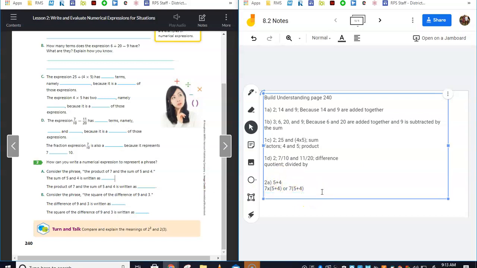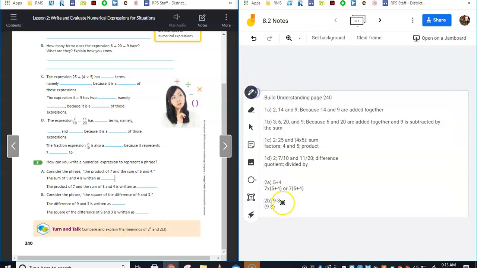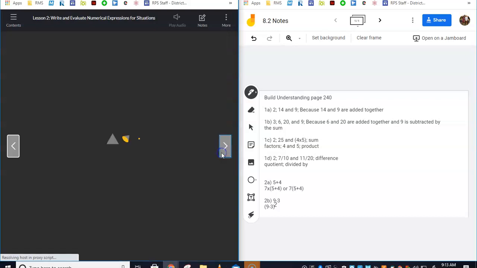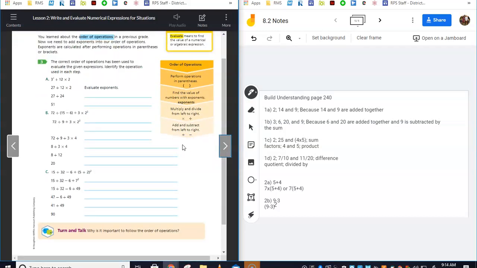And then let's look at 2B. You need to make sure you're using your reading skills for these so you can visualize what you're doing. This one, consider the phrase, the square of the difference of 9 and 3. First, they're going to want us to write the difference of 9 and 3. Difference means we're subtracting. So we're going to take the difference, 9 minus 3. And then the next one, the square of the difference. So I'm putting 9 minus 3 in parentheses, and then I'm going to square it. So we're going to write a little 2 right up here. I had to put in parentheses because I wanted the square of the entire problem, not just the 3. If I did not put the parentheses on it, I would just be squaring the 3, but I want the whole entire thing. Okay, let's turn to page 241, and we're going to look at number 3.